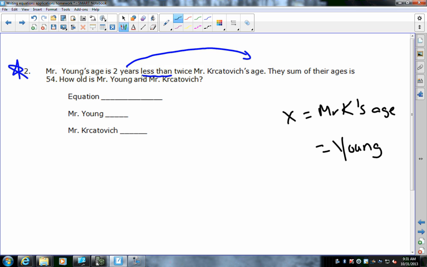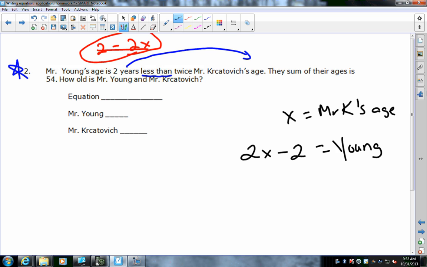Now, Mr. Young, he is 2 years less than twice. Okay, so twice means 2 times. So I have 2 times X. And then 2 years less than that, I have to subtract 2. Where people are going to go wrong is they're going to try and write it like this. 2 minus 2x. This is not correct. It's 2x minus 2, and you have to be careful because if it was a multiple choice test, they would have this as an option.